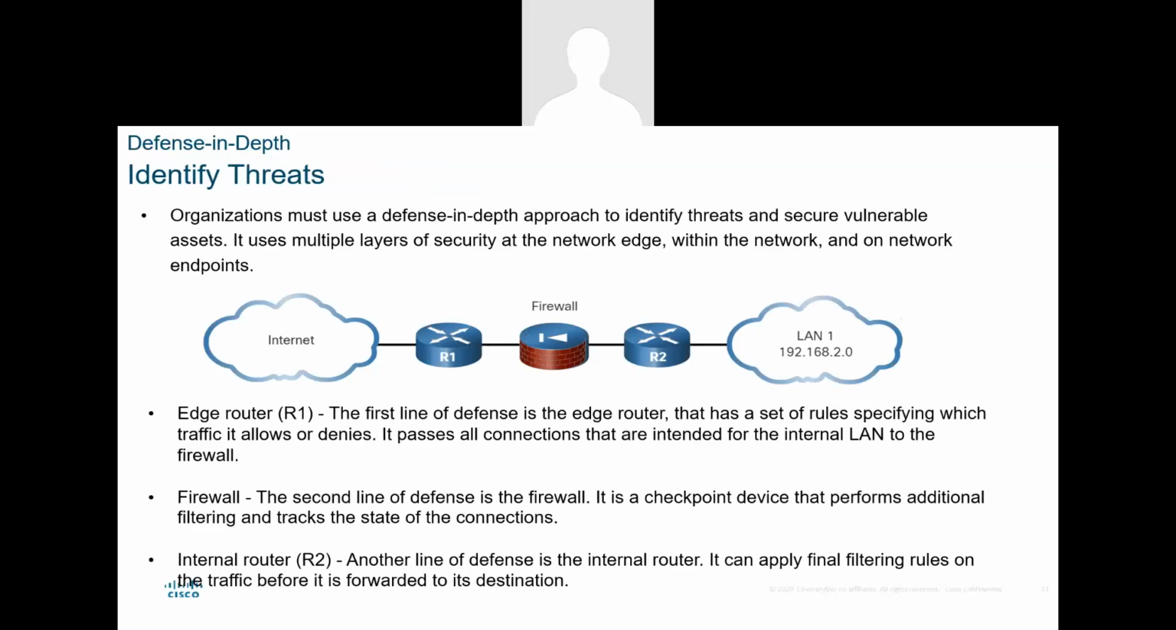Threat identification involves understanding potential dangers and implementing a defense in depth strategy. Security begins at the network edge, where the edge router acts as the first line of defense. The firewall, the internal routers, and additional routers provide further protection. And all these layers work together to create a robust security framework.